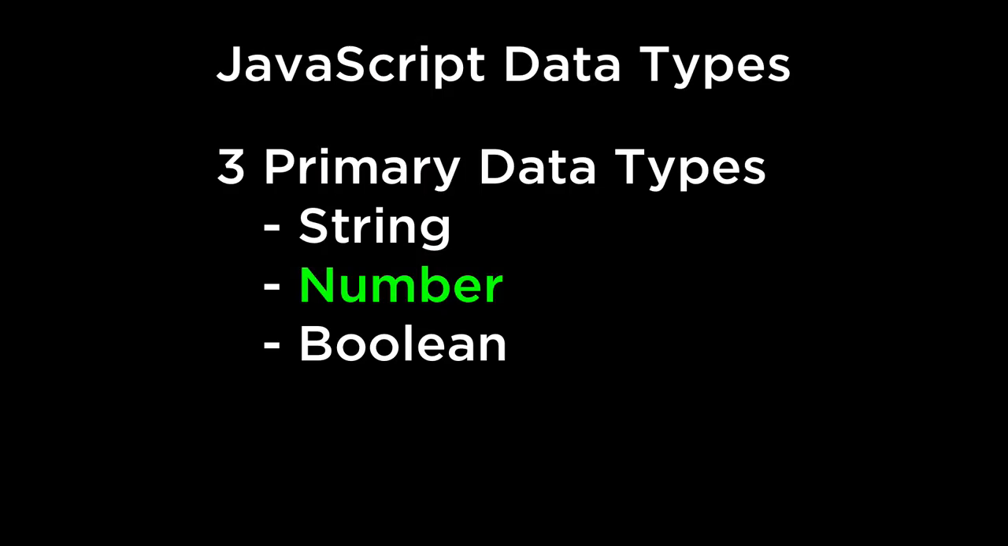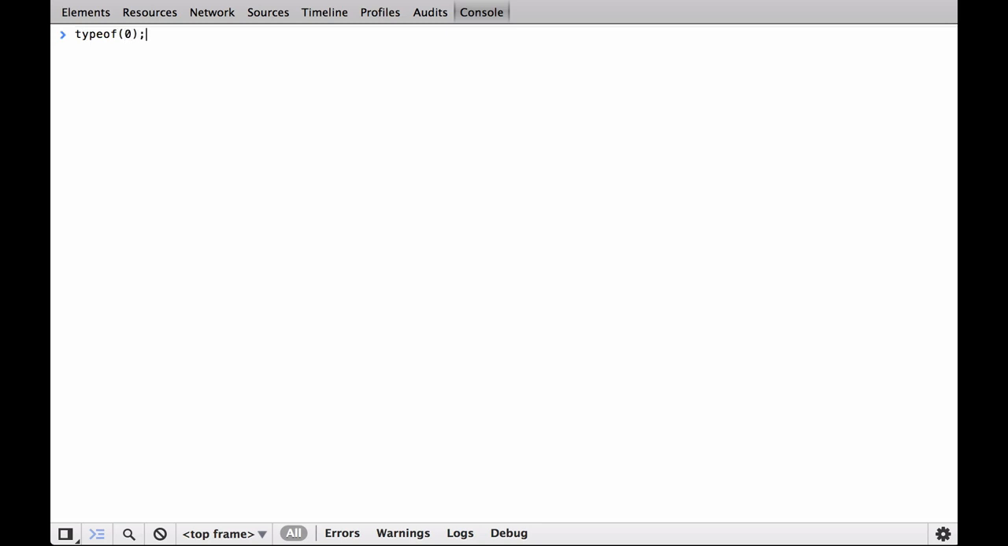JavaScript numbers are numbers plain and simple, positive, negative, or 0. Unlike other programming languages, there is no distinction between integers and floating point numbers. Internally, JavaScript represents all numbers as floating point numbers. Let's look at some examples in the JavaScript console.